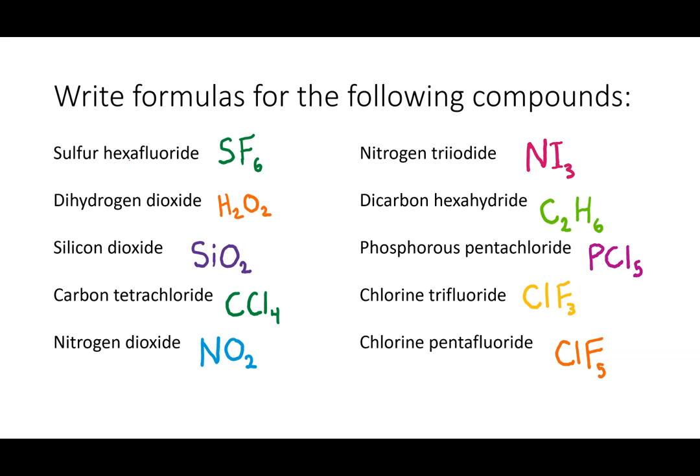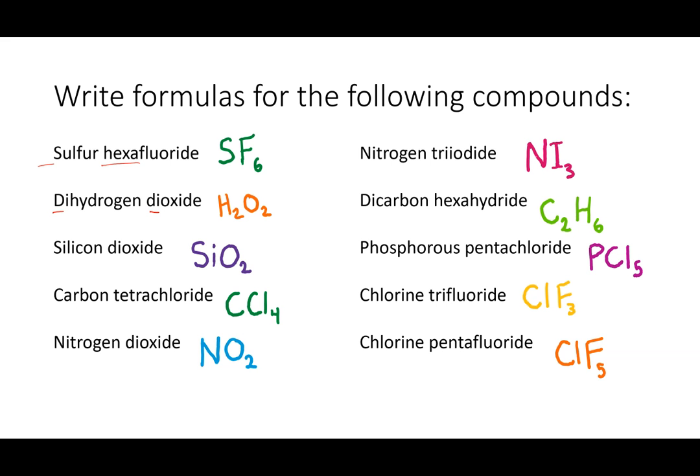Sulfur hexafluoride. Okay, hexa would mean 6, and since there's no prefix here in front of sulfur, we know that it's just 1, so it's SF6. Dihydrogen dioxide. Di appears twice here, so we know that there's going to be 2 of each of these. It's H2O2. Okay. Silicon dioxide is simply SiO2. Carbon tetrachloride is CCl4. Nitrogen dioxide is NO2.